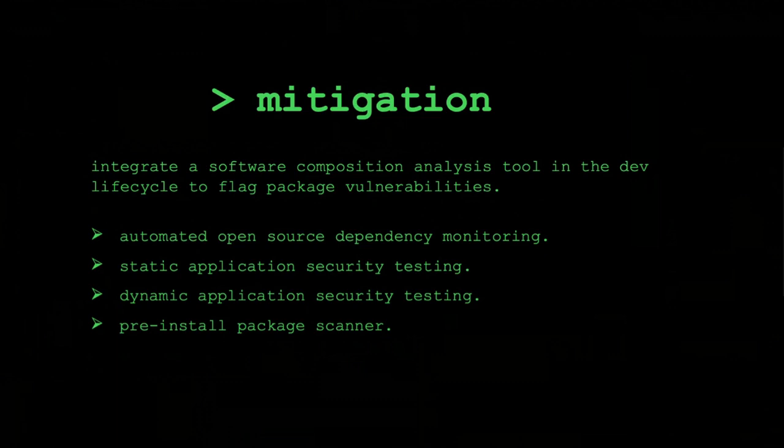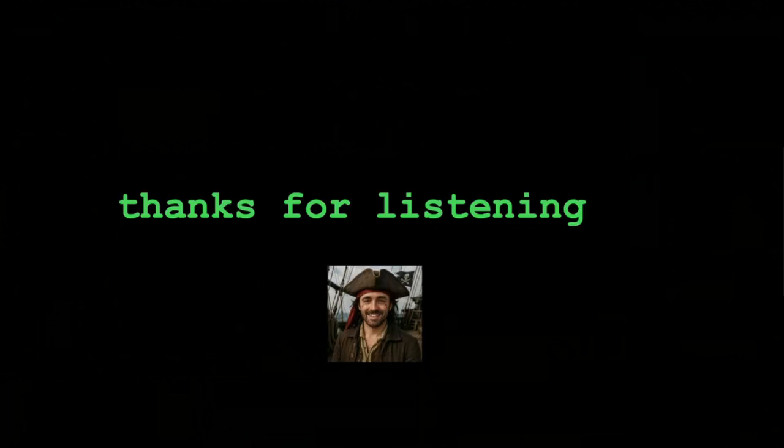And finally, a really cool tool that Aikido provides is called SafeChain. It's in beta at the moment. It's a pre-install package scanner. When you run npm install, it looks at all the packages you're just about to install, compares them to a registry, and prevents that installation if it finds a match. And I think that's everything.